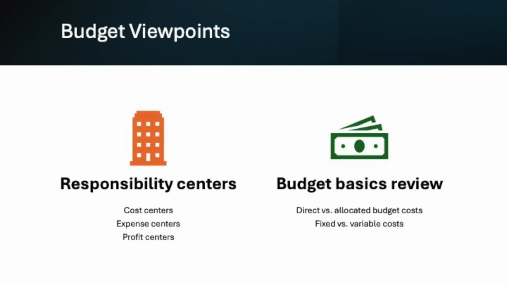Responsibility centers include cost centers and expense centers, where managers are responsible for controlling costs, and profit centers, where managers are responsible for both costs and revenues. Direct costs are budgeted by the manager, who must account for all costs in their budget, while allocated costs are not budgeted by patient care departments in large organizations. Fixed costs do not change in total when workload increases or decreases, while variable costs rise or fall in proportion to changes in output.